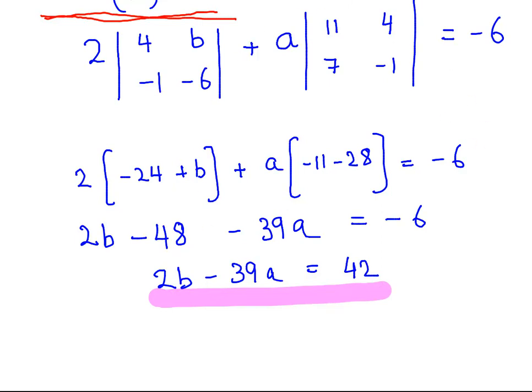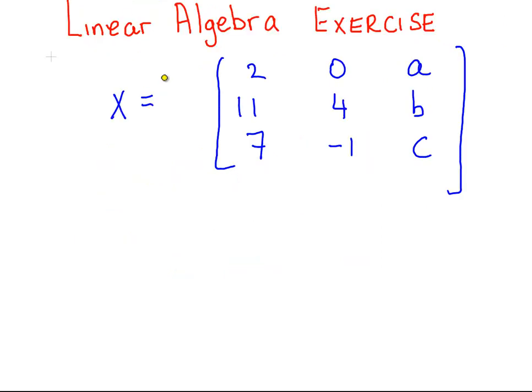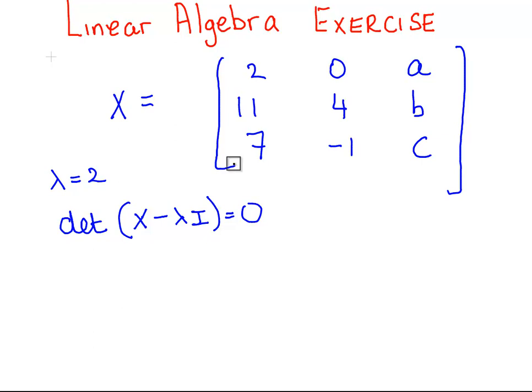Okay, so 2b minus 39a equals 42. The last piece of information is that we were told one of the eigenvalues is lambda equals 2. If you recall how to determine the characteristic equation, you do something like this: determinant of x minus lambda I, let that equal 0. We know one of the values for lambda is 2, so that's one of the solutions, so we know this is going to hold.